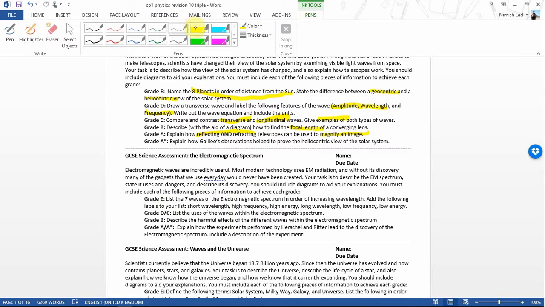And as part of doing that, in order, you need to be able to add the following labels. It's about wavelength and frequency and energy. It does say in order of increasing wavelength. So you want to go from the short wavelength to the long wavelength. So let's have a look to see whether we can find that.